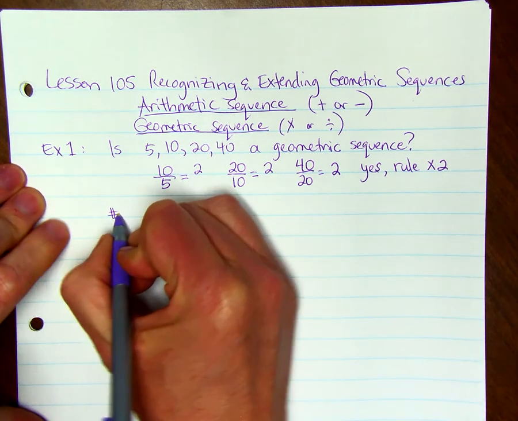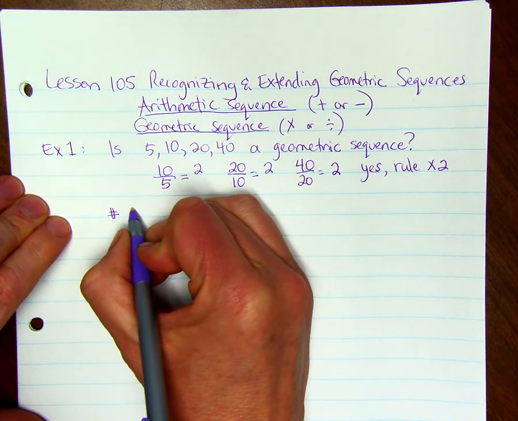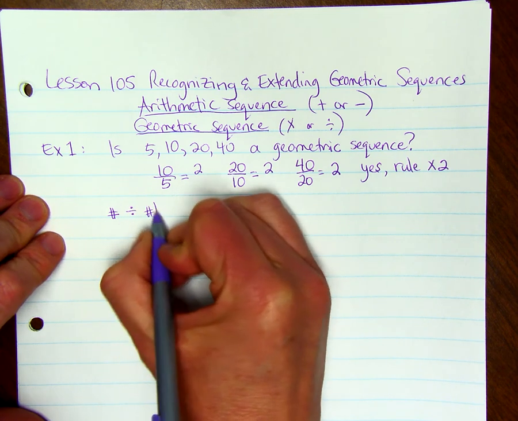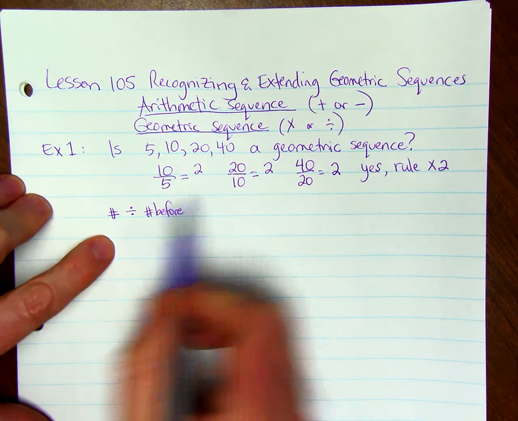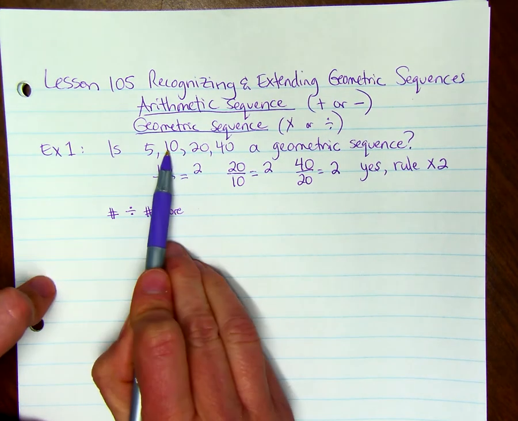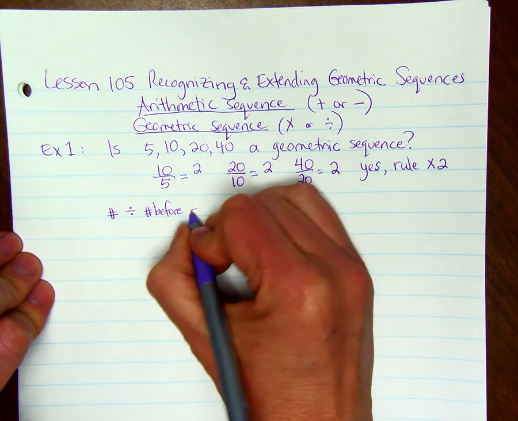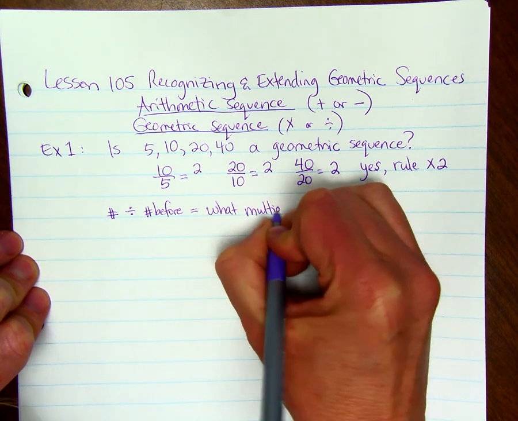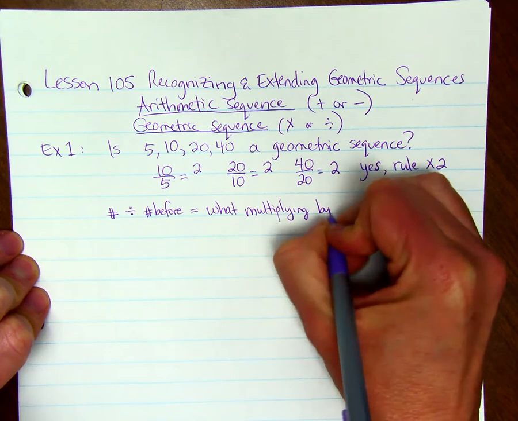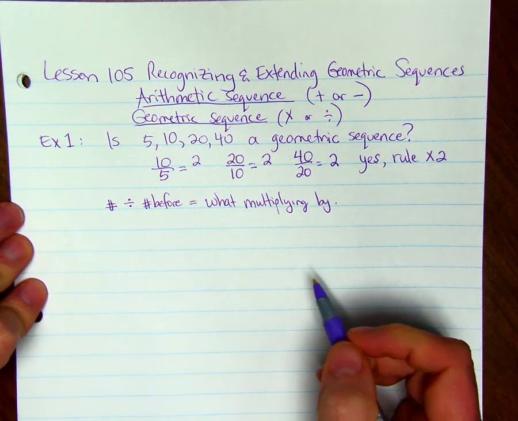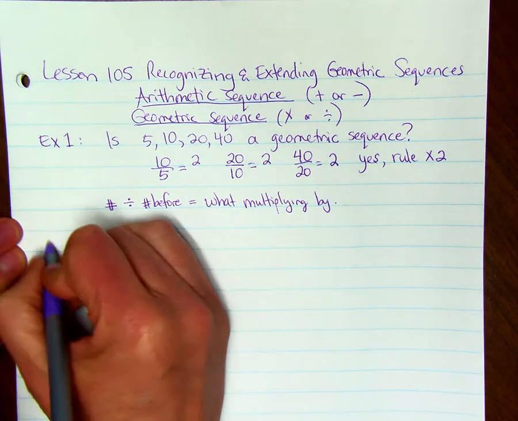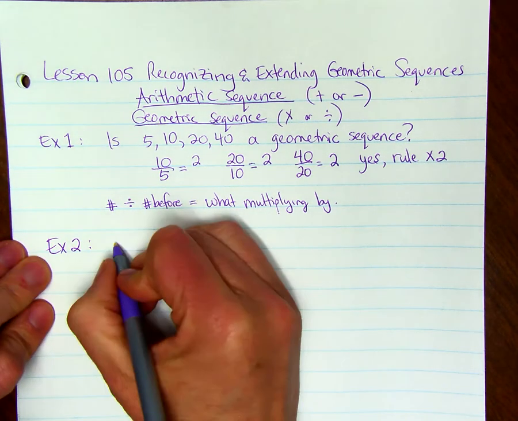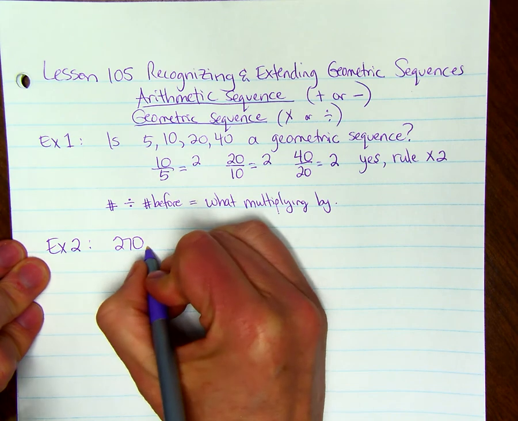So you take the number divided by the number before it. So if we chose 20, we divided by the 10, and that is what you are multiplying by. And sometimes it's a fraction or a negative number. Here's example 2.